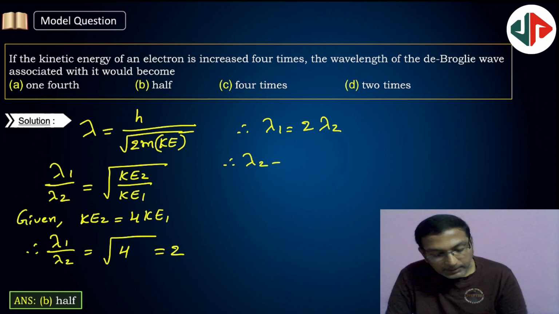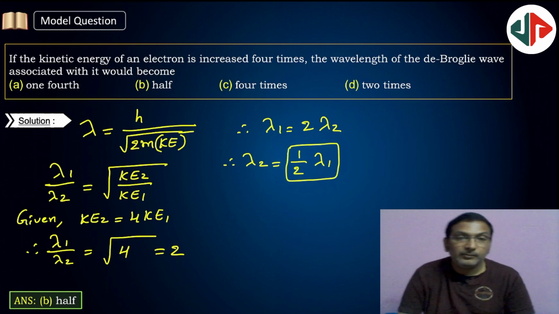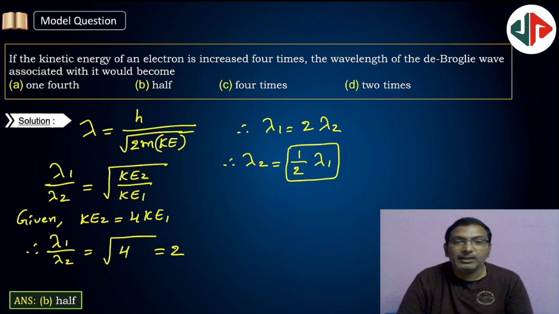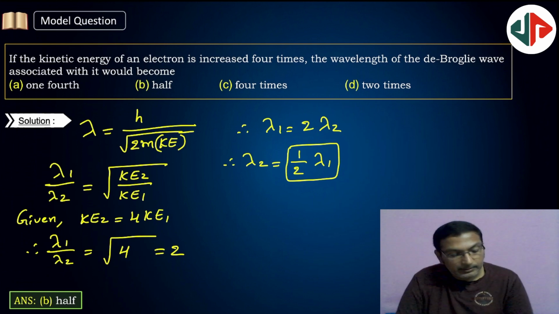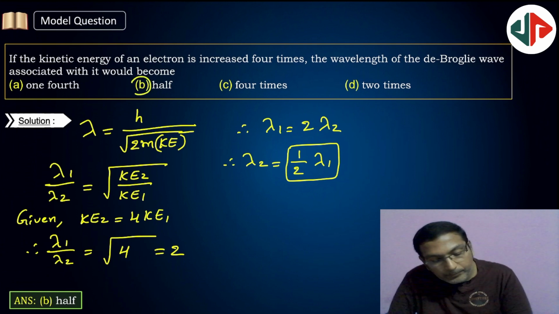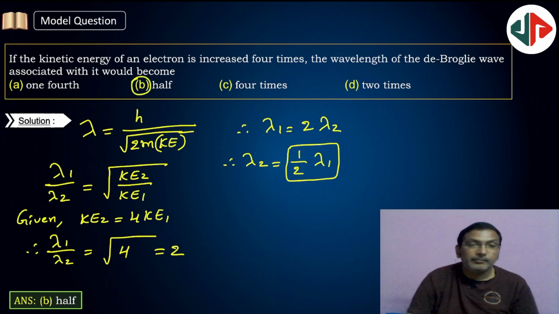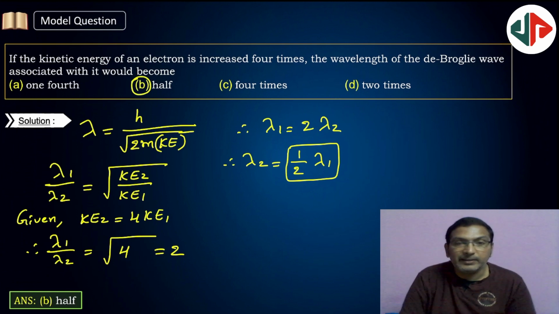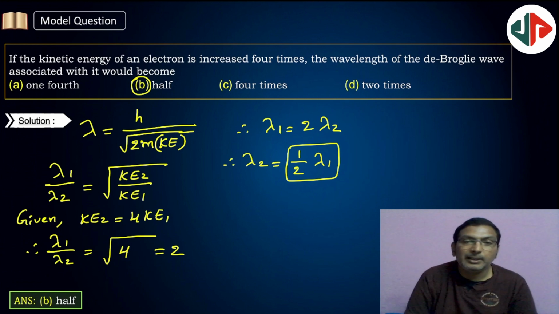Therefore lambda 2, final wavelength, will be 1 by 2 that of lambda 1. So final wavelength will be half. That means becomes half. So option B. So 1 is initial, 2 is final. Lambda 2 is half of lambda 1. Relation between lambda and kinetic energy.